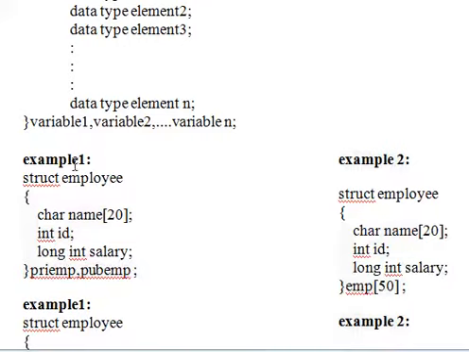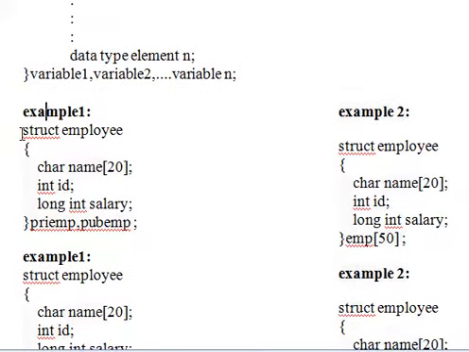Now we can explain with some example. In this example, first we have to write struct keyword. This is the example to declare some structure. Struct is the keyword and next we have to give the name of the structure. Name of structure is our wish. So I am giving the name of the structure as employee. So here employee is the name of structure, like variable name and array name. This is structure name.